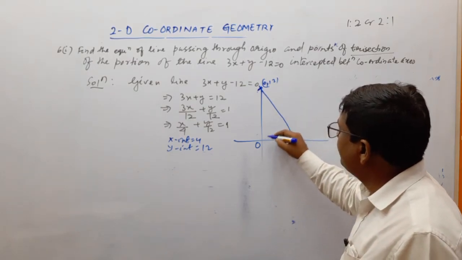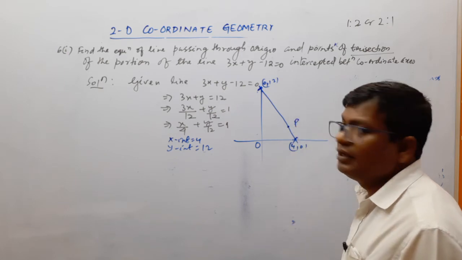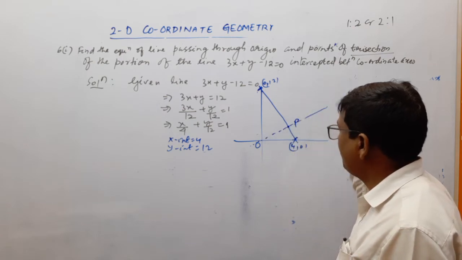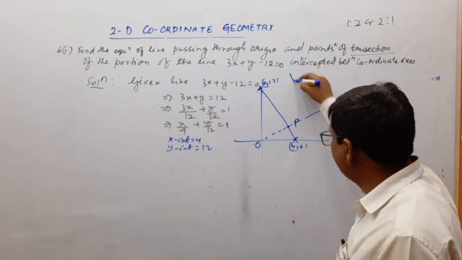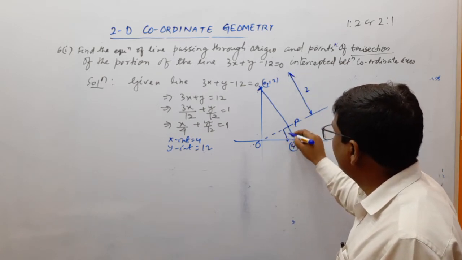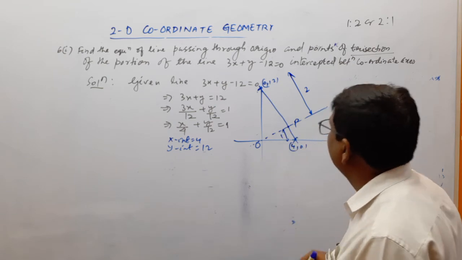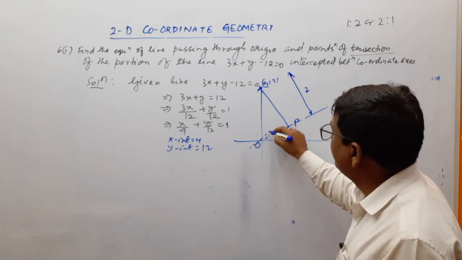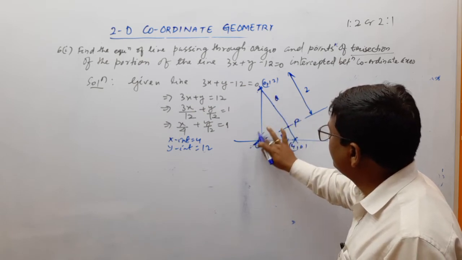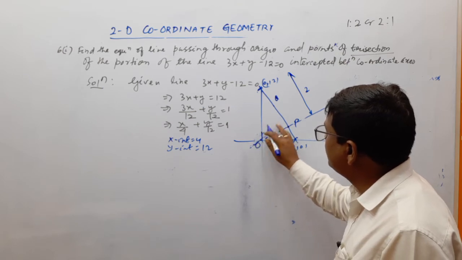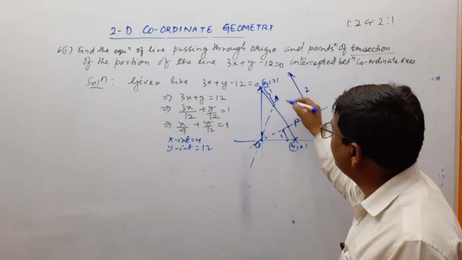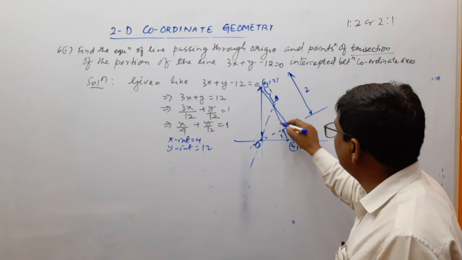Now for the equation of line, suppose this is the point P. The equation of line passing through origin and the point P, here the ratio is 2:1. Now another point here, suppose this is Q, passing through origin, and this ratio will be 1:2.